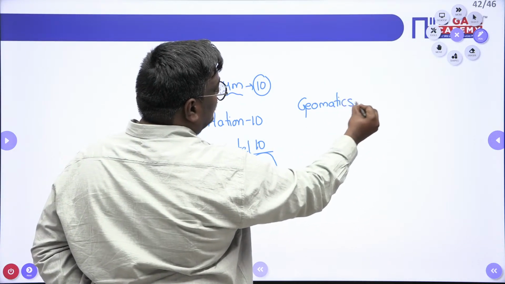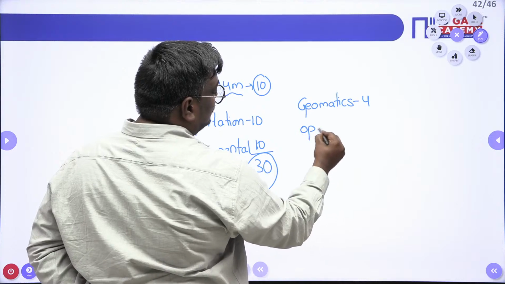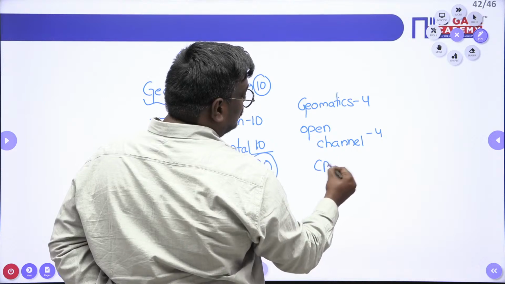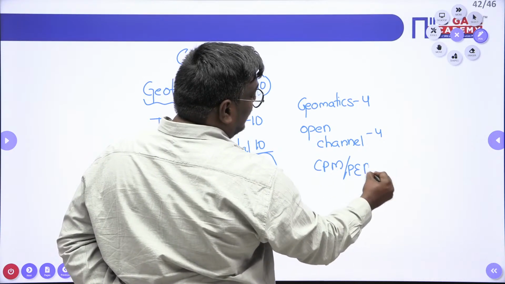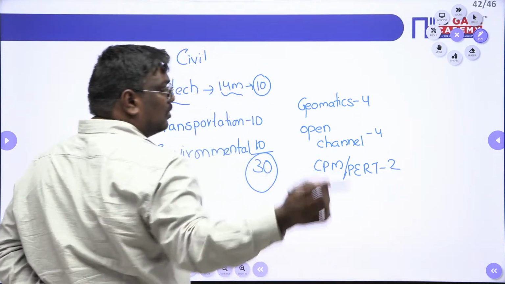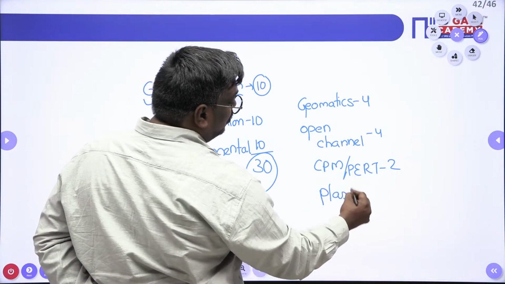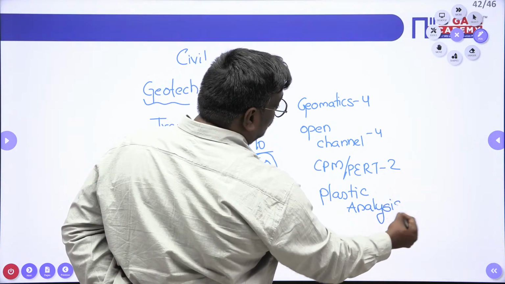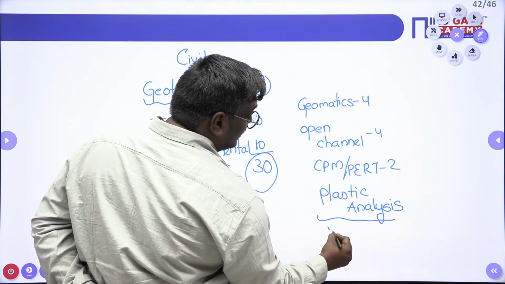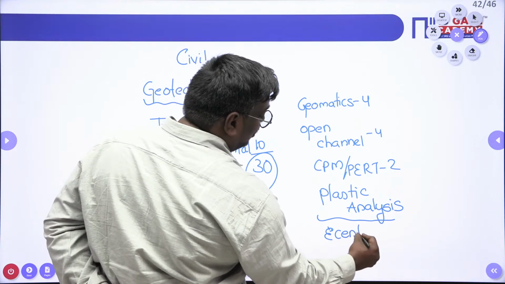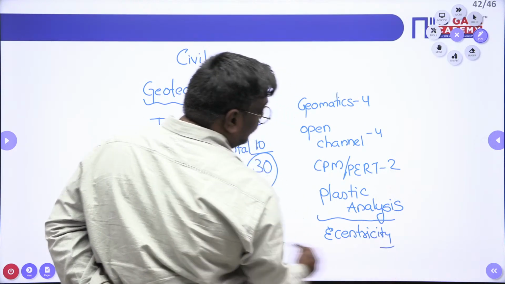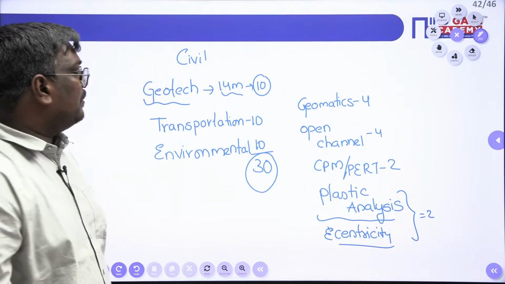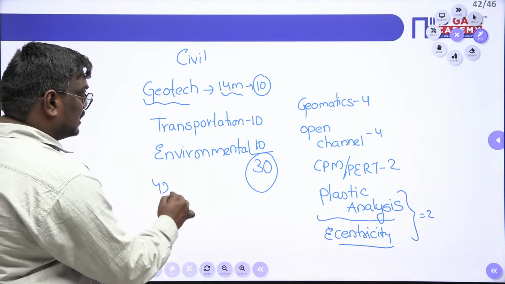You'll get 4 marks. And you read open channel flow, which is a very easy topic, and you'll get 4 marks. And you read CPM PERT, and also here you'll get another 2 marks. And you can get 4 marks from a topic like plastic analysis in steel. No need to study the entire steel topic. If you are into the last sessions, you can study plastic analysis or eccentric connection, either welded plate or bolted connection, but with eccentricity. If you cover this, you will get around 2 to 4 marks. So almost what I am trying to say is, you are getting 42 marks from this subject.